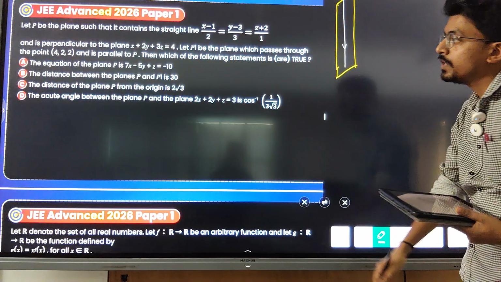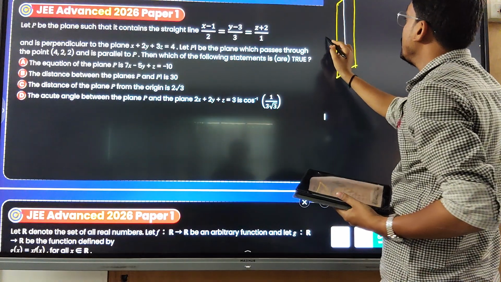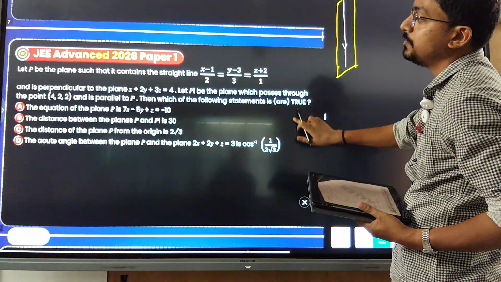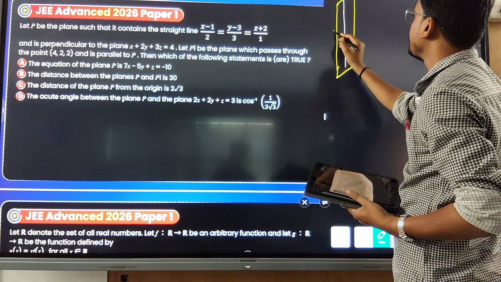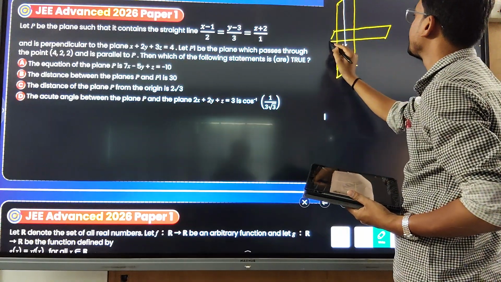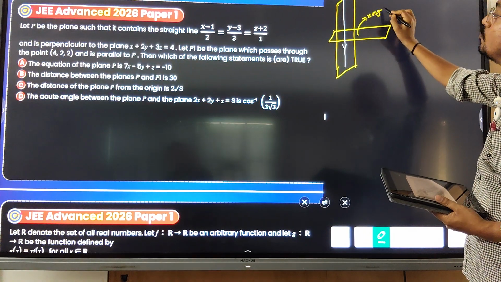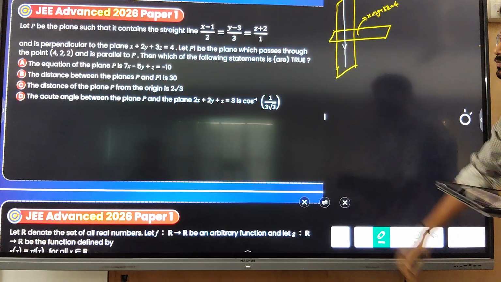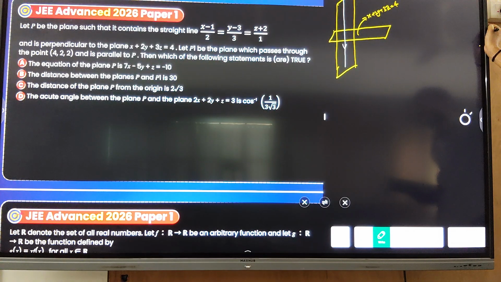This is the straight line and it is perpendicular to the plane x plus 2y plus 3z equal to 4. So one plane is also given and this plane is perpendicular to this plane P. So the equation of this plane is given, x plus 2y plus 3z equal to 4. Let P1 be the plane which passes through the point (4, 2, 2) and is parallel to P.